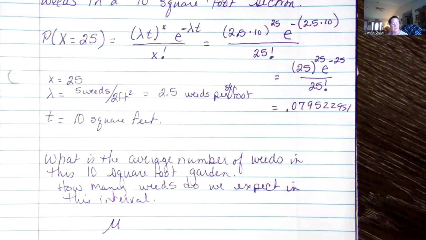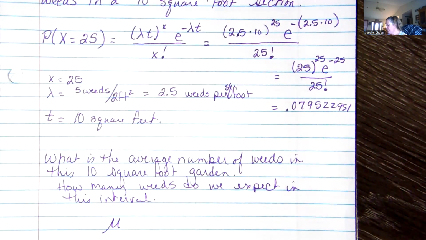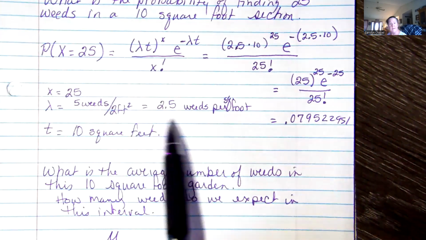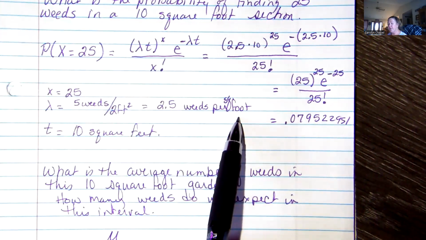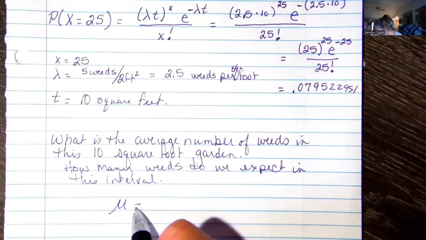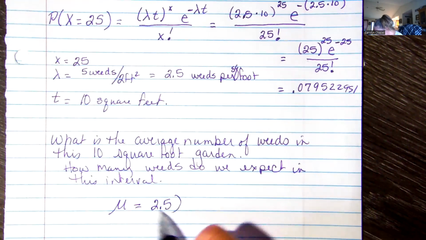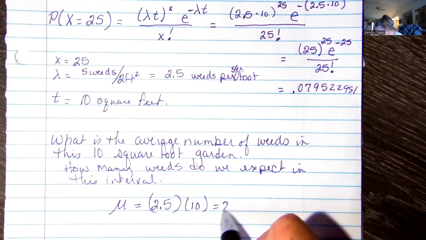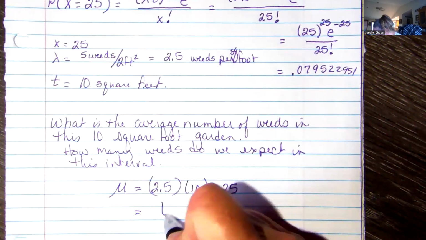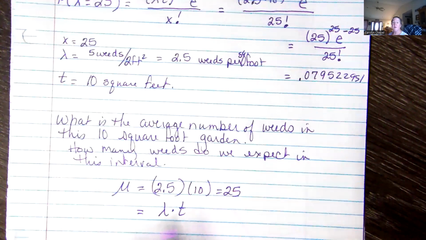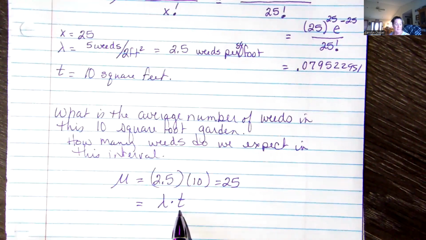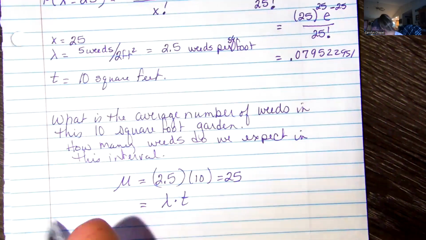So our mu stands for average. If you think about it, we found that we had about 2.5 weeds every square foot. So if we're doing 10 square feet, that's 2.5 times our 10, which gave us that 25. Or if you use our symbol, it's lambda times t. So the mean of these distributions is found by simply taking our lambda times t. We can get the standard deviation as well.